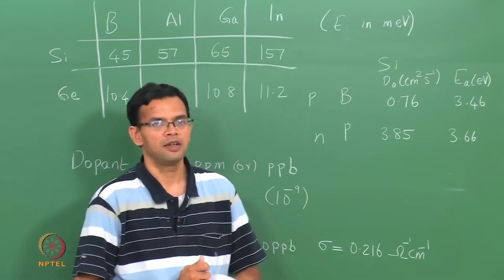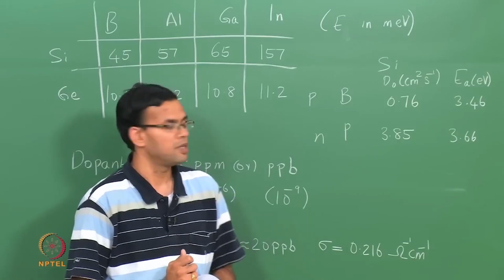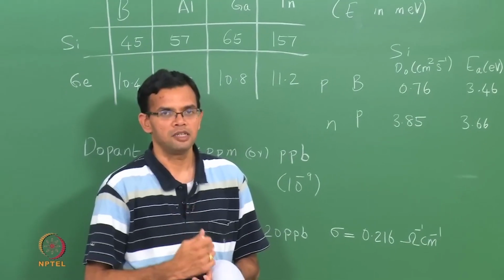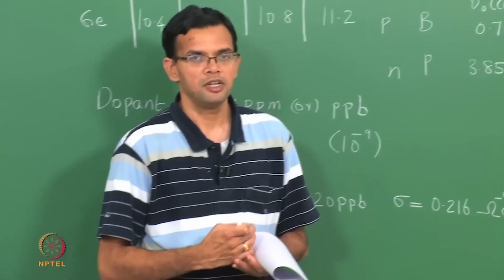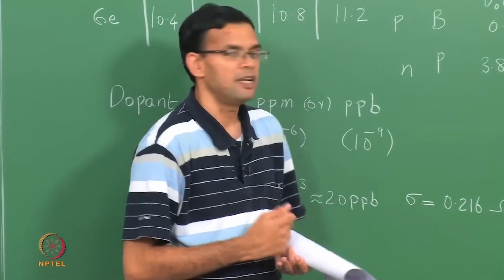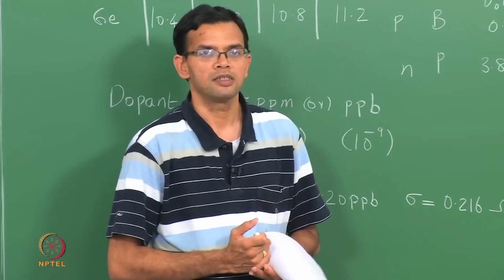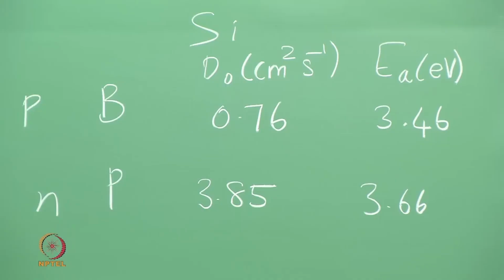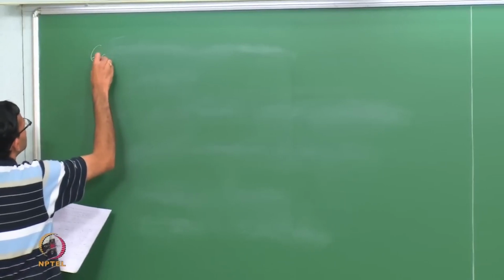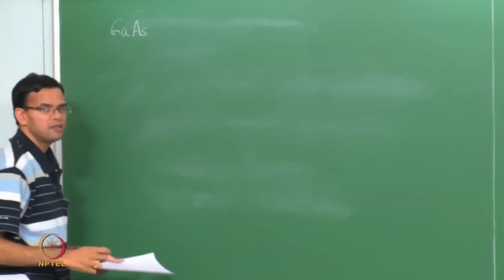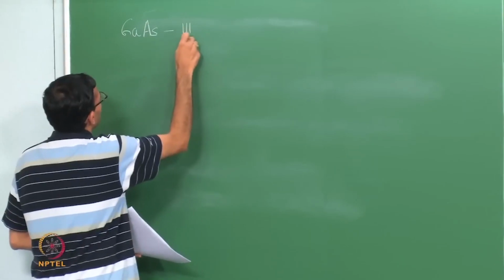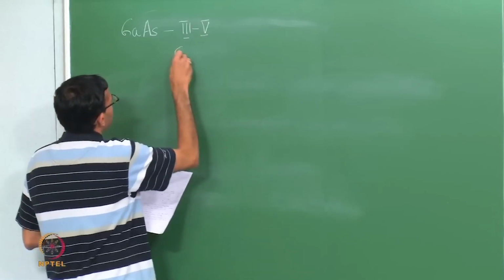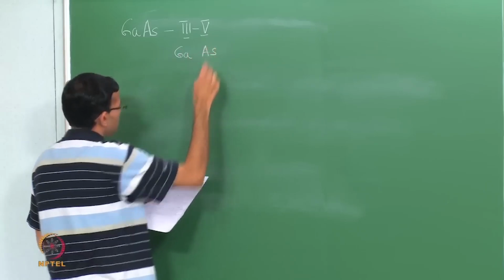So far you have seen two semiconductors, silicon and germanium. You have looked at some examples of dopants and calculated the ionization energies. Since both silicon and germanium belong to the same group, we essentially use the same elements. Things become a little more complicated when we look at other semiconductors. So, let us look first at gallium arsenide. We saw earlier that gallium arsenide is an example of a 3-5 compound semiconductor. So, gallium is from group 3, arsenic is from group 5.